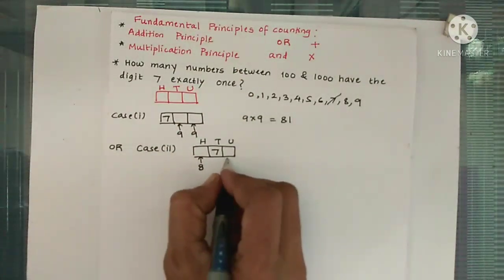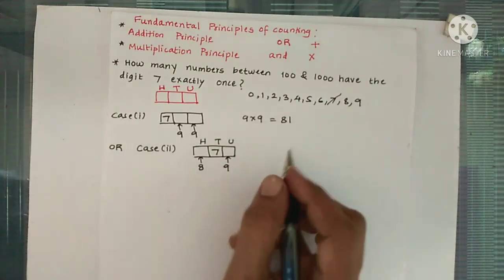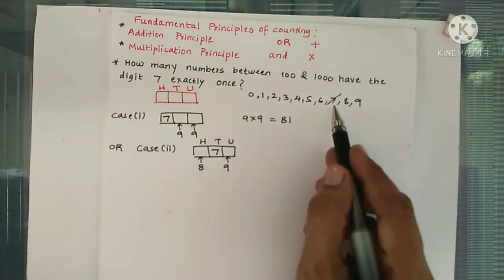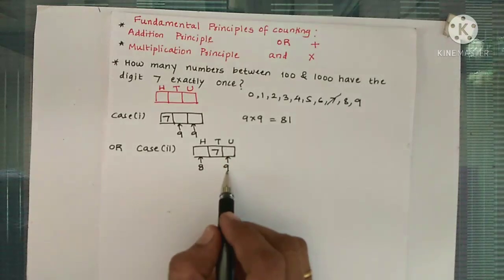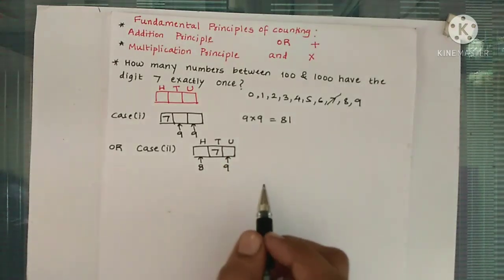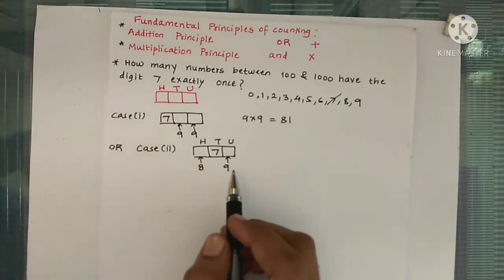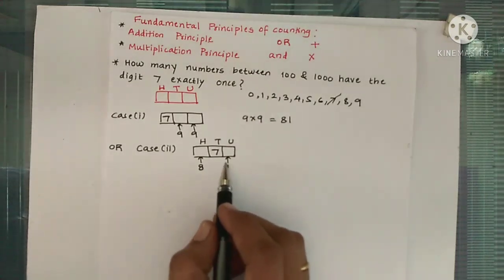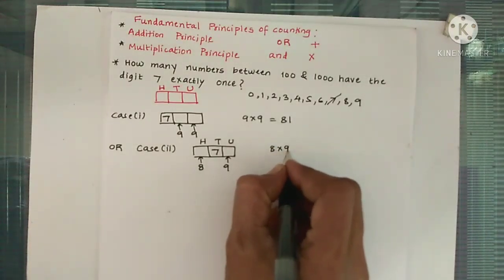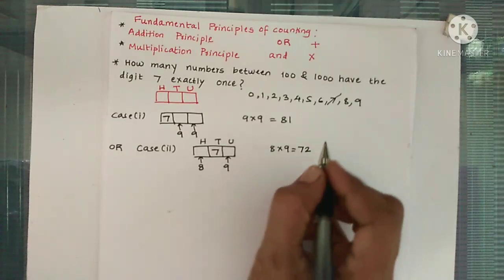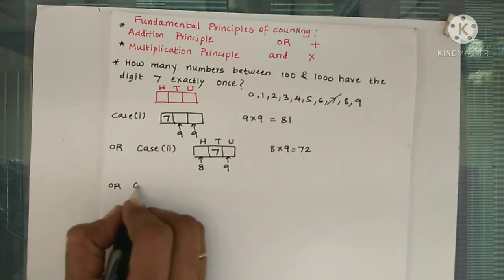Now for units place we can use any of 9 digits. How is it 9? Because we cannot use 7, so we have 9 digits left there. So 0 can be used now. The number may be 870 like that. So the number of ways here is 8 into 9, 72. So for case 2, we have 72 numbers.